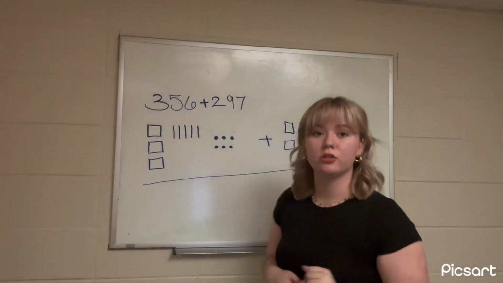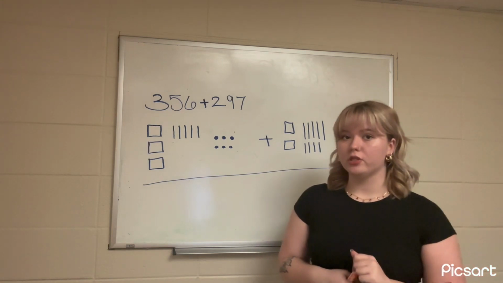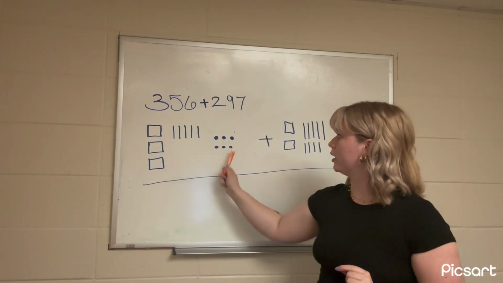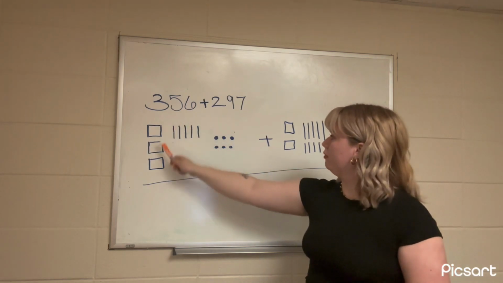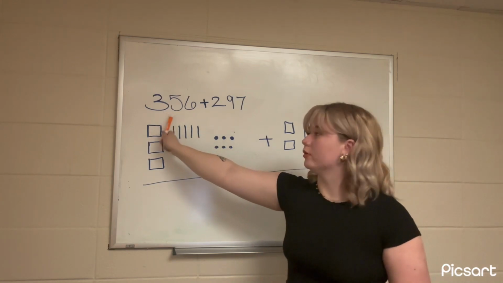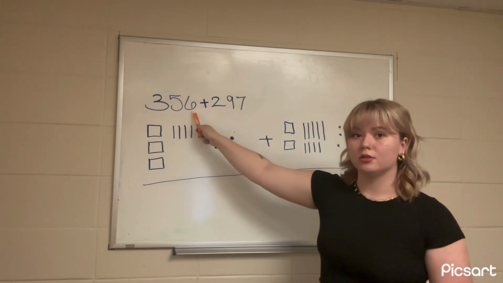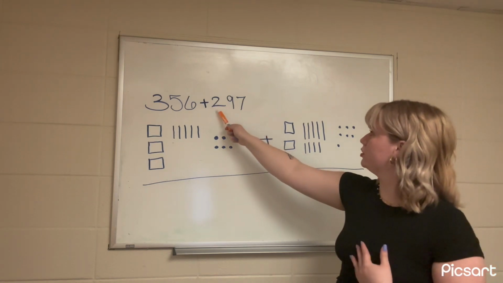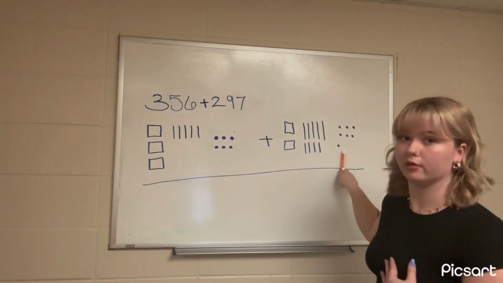Today I'm going to be demonstrating how to add numbers with base 10 blocks. First thing, I already have our flats, rods, and units up representing the numbers we will be adding. For this we have 3 flats representing the 300, in the hundreds place. The 5 in the tens place we have 5 rods, 6 units in the ones place, and then over here it's the same thing. We have the hundreds, tens, and ones, and then we have 200, 90, and then 7.